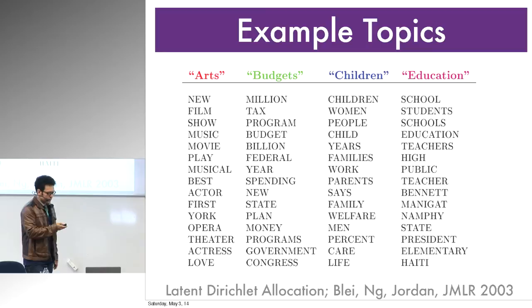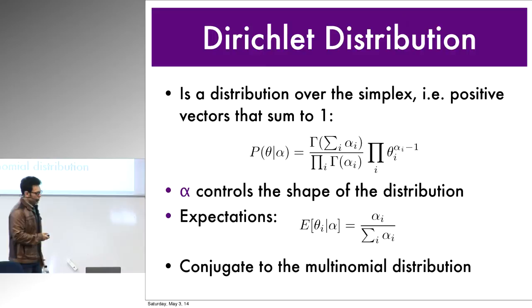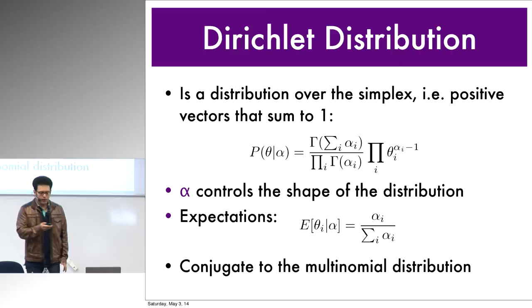Okay. So before going into a bit more detail about the topic model and the generative process, I'll just take a bit of a side step to talk about the Dirichlet distribution. How many of you know the Dirichlet distribution? Good, okay. So the Dirichlet distribution is a distribution over the simplex. And as I said before, the simplex is a space of points that sum to one. So a sample from a Dirichlet distribution is a vector that sums to one. So when you sample from a Dirichlet distribution, you get a point theta. And as the name implies, theta will give you a distribution, which is a multinomial vector.